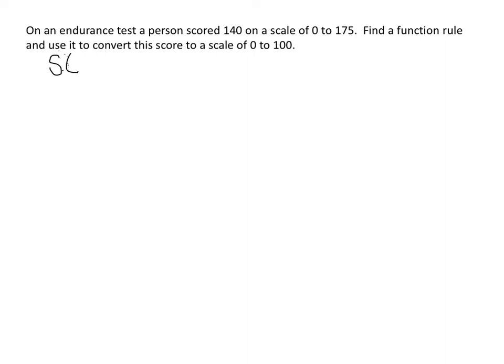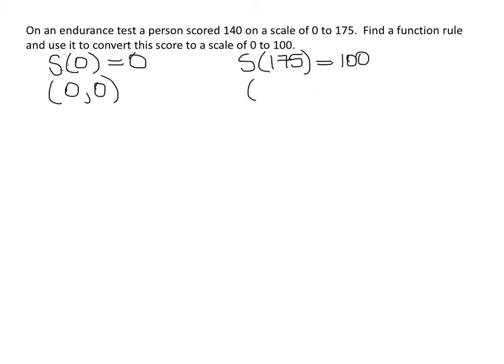If I input a scale of 0 on my 0 to 175, my output should be 0. If I input 175 on that original scale, my output should be 100. So what we now have is two pairs of coordinates. Our first coordinate is 0, 0, and our second coordinate is 175, 100. If I've got two pairs of coordinates, I know I can find a slope.